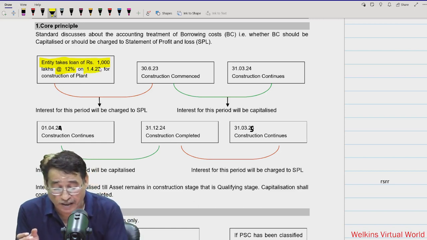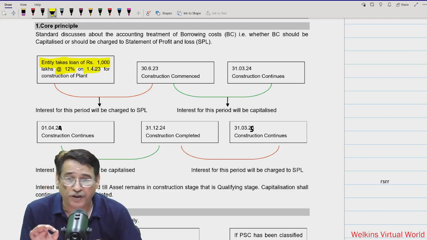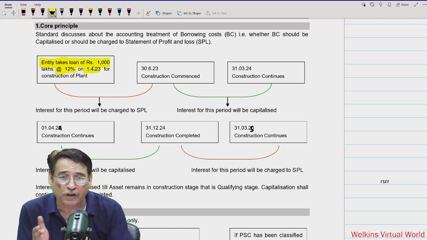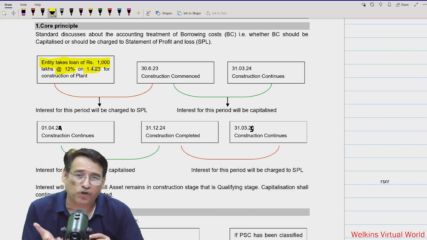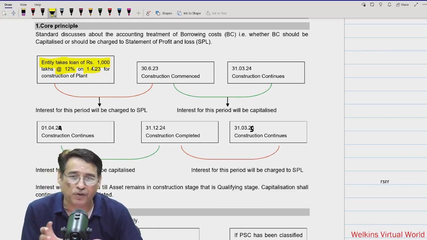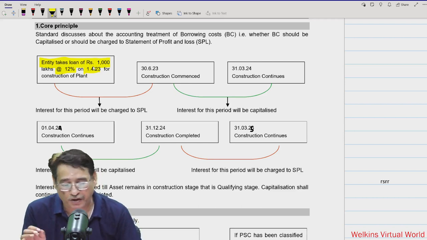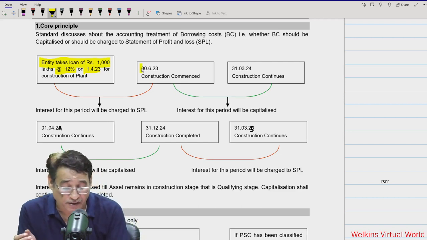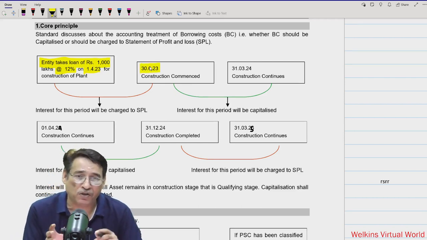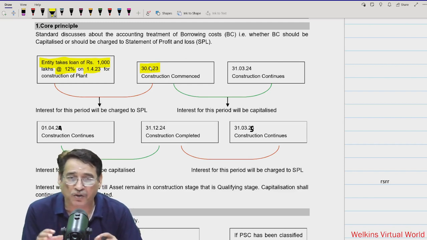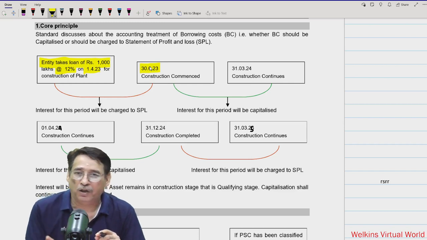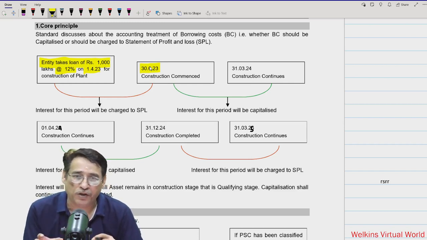The loan amount has been taken on 1/4/2023, and the purpose of the loan is that we want to construct a plant, correct? In order to construct the plant, we took the loan on 1/4/2023. However, as given here, the construction of this plant commenced on 30th of June 2023. So even though the loan has been taken on 1/4/2023, construction actually started on 30th of June 2023.